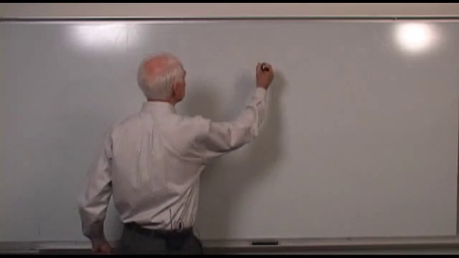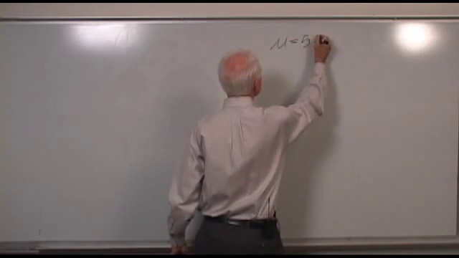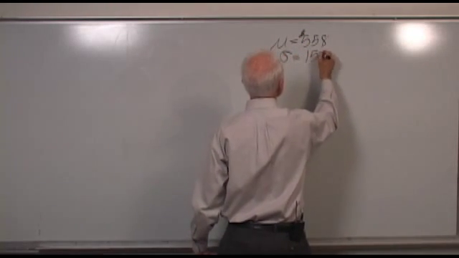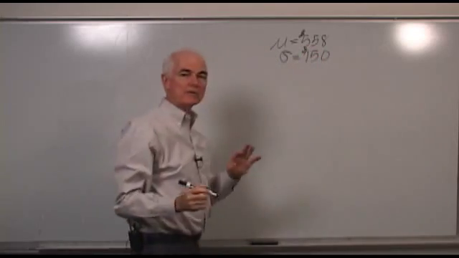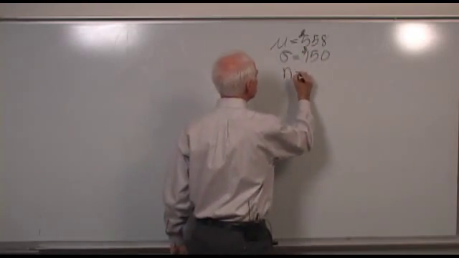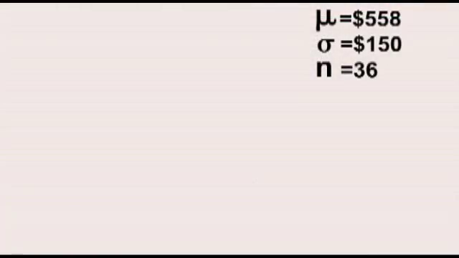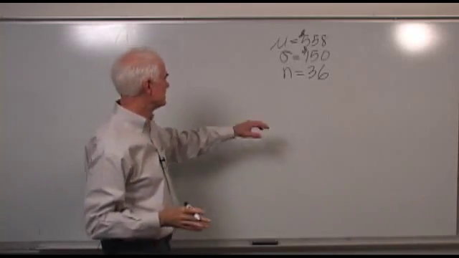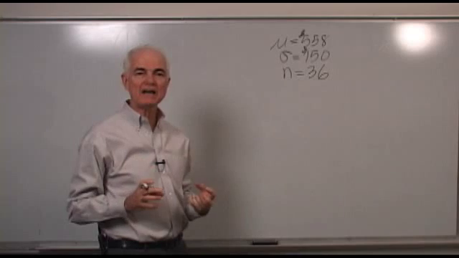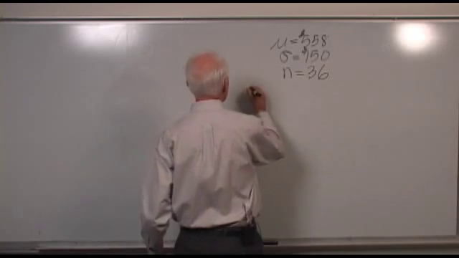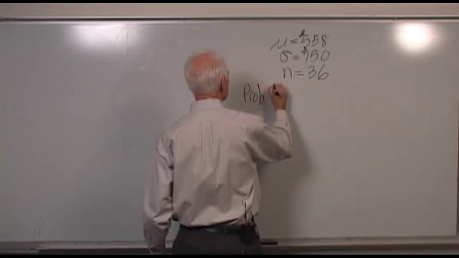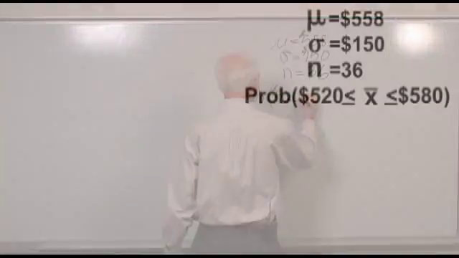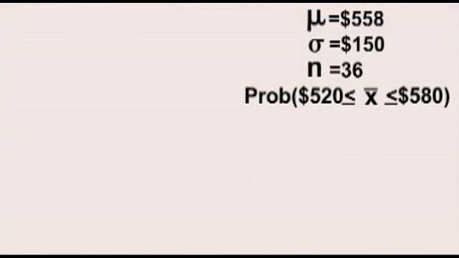We still have a mean of $558 annual spending with a standard deviation of $150, and we're going to randomly sample 36 women. Now we have a different question. We want to know what is the probability that the sample average of these 36 women would be between $520 and $580. So let's write that up here. What's the probability that a mean would be between $520 and $580?